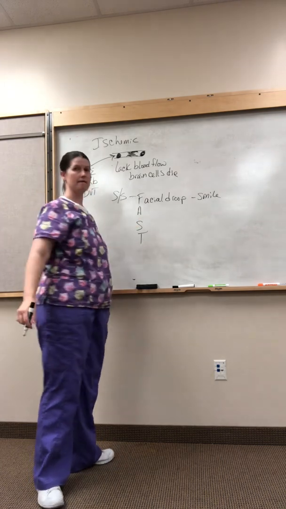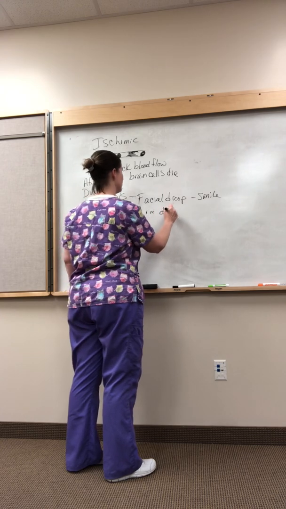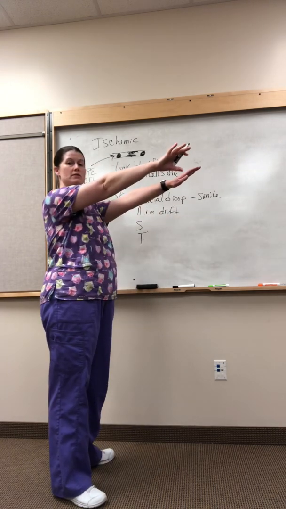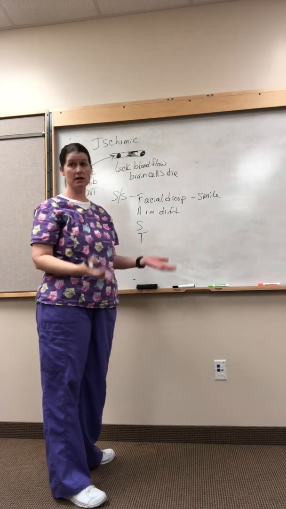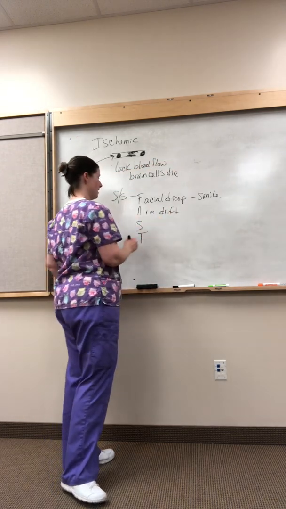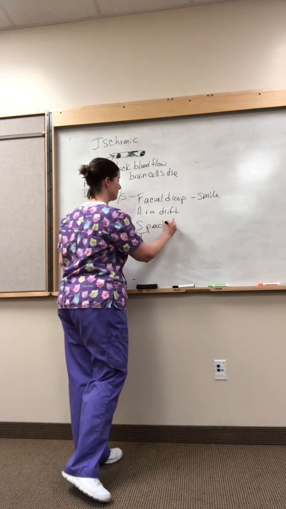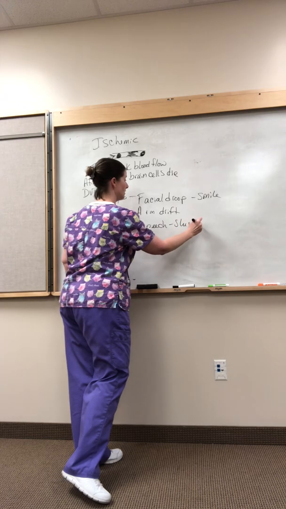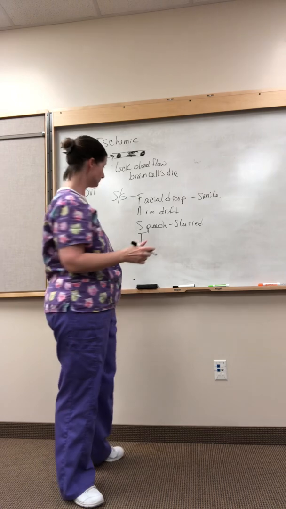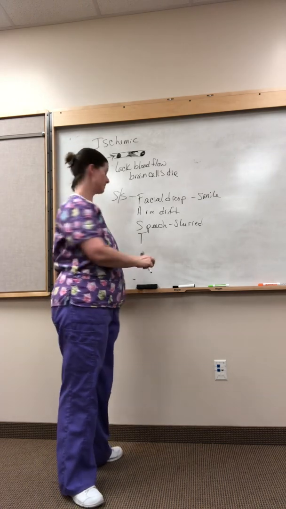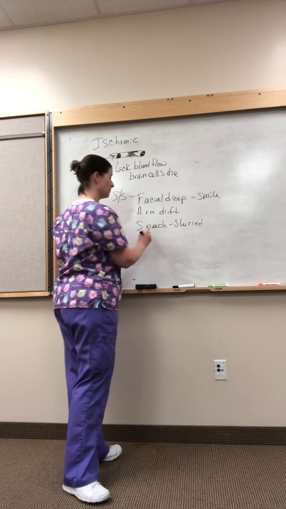Okay, what is the A? Arm drift. So if you ask them to hold their arms up like this and one of their arms drifts down, you're basically assessing weakness of that side in a very quick way. And then what's the S? Speech, so slurred speech. It could also be word salad. They put a bunch of words together that don't go together. Expressive aphasia, yeah, they can't talk, or the words coming out are not the words that are in their head.